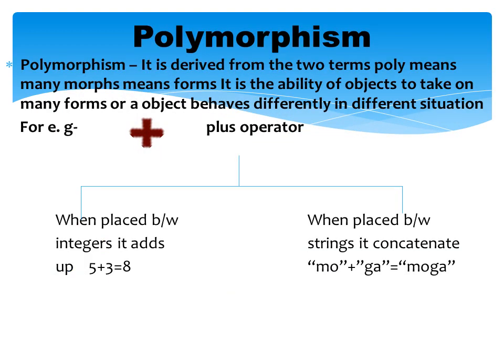The next term is polymorphism. Polymorphism is derived from the two important terms poly and morphous. Poly means many and morphous means form. It is the ability of an object to behave differently in different situations.